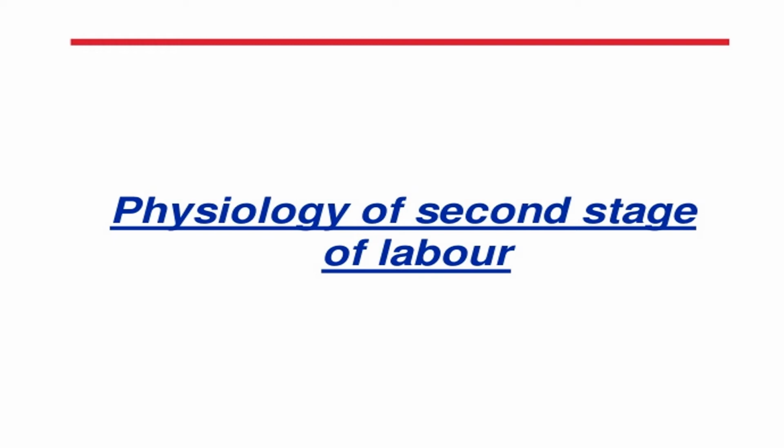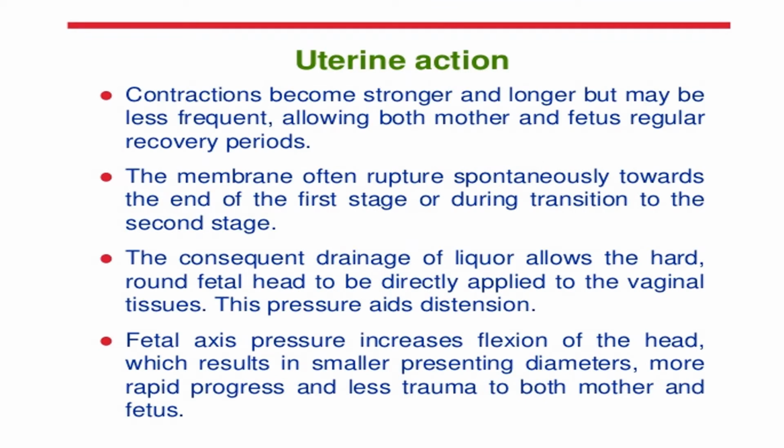Hi everyone. In the previous video, we have seen the first stage of labor. In the second stage of labor, which, as we have already seen, means the expulsion of the baby, the main physiology that is helping for this expulsion is uterine action.